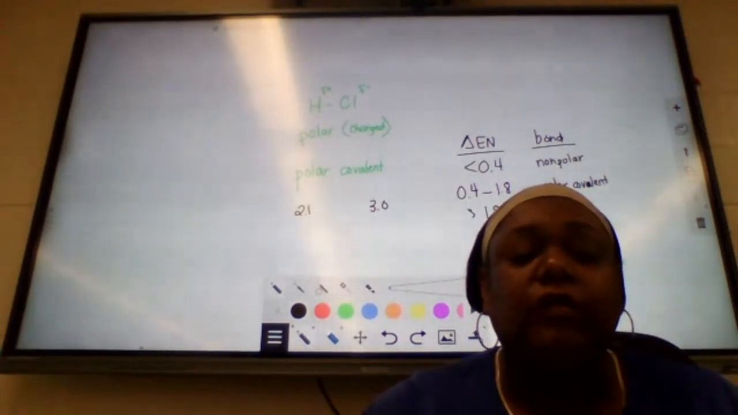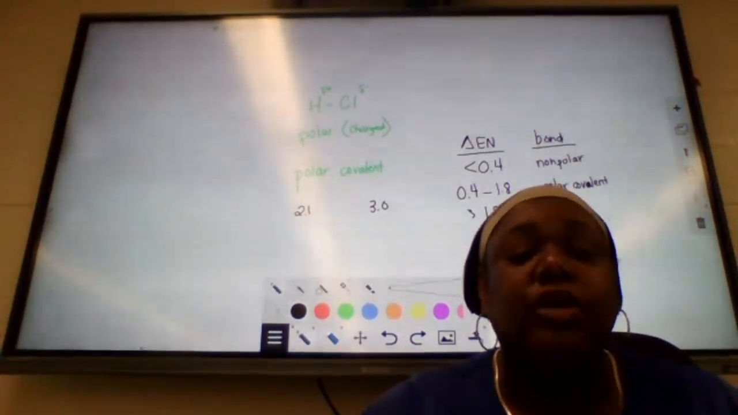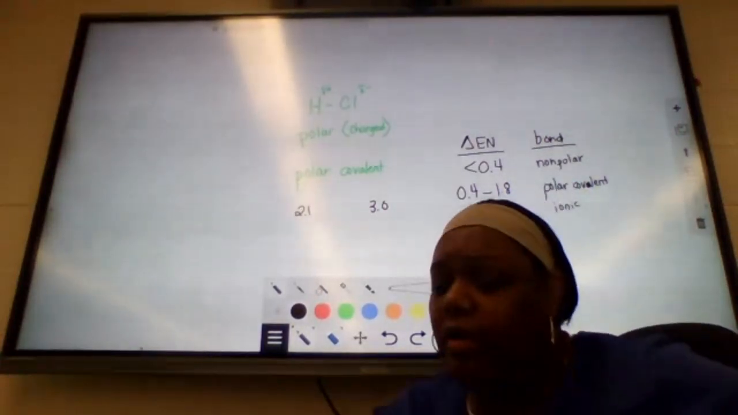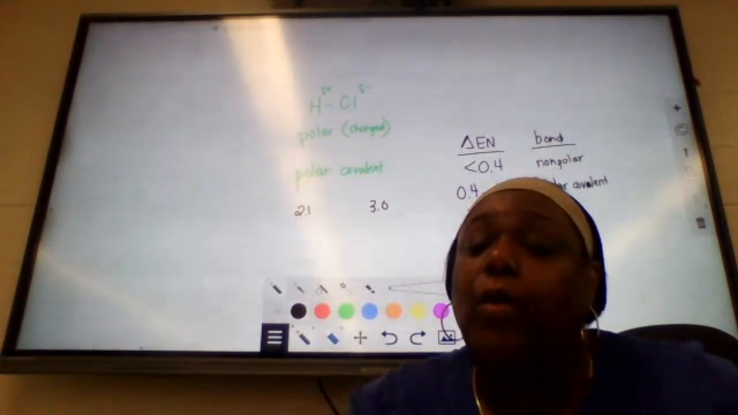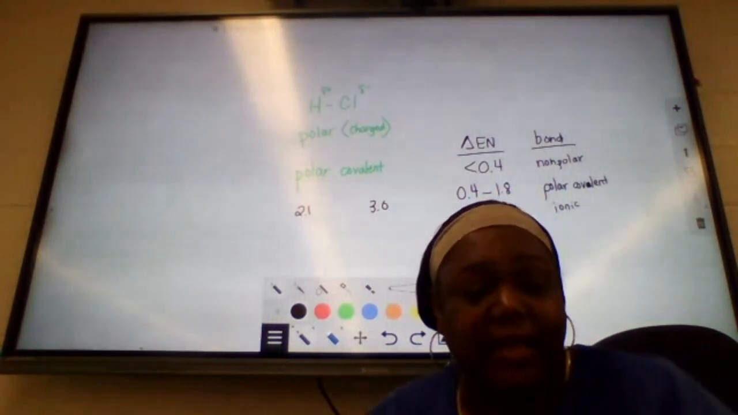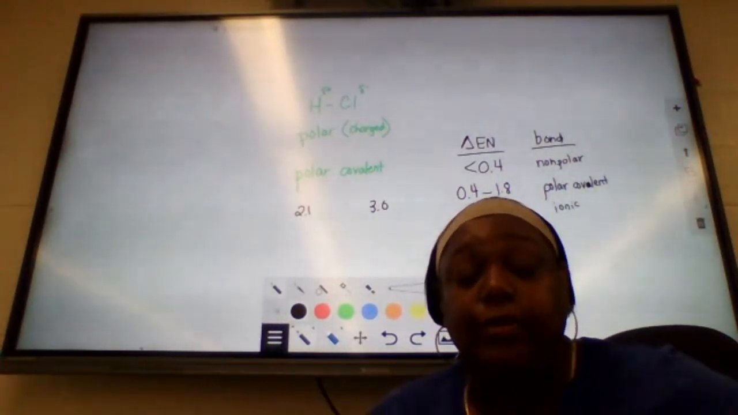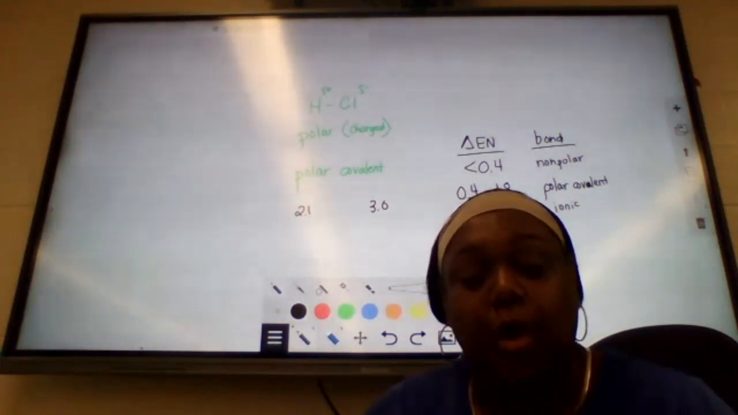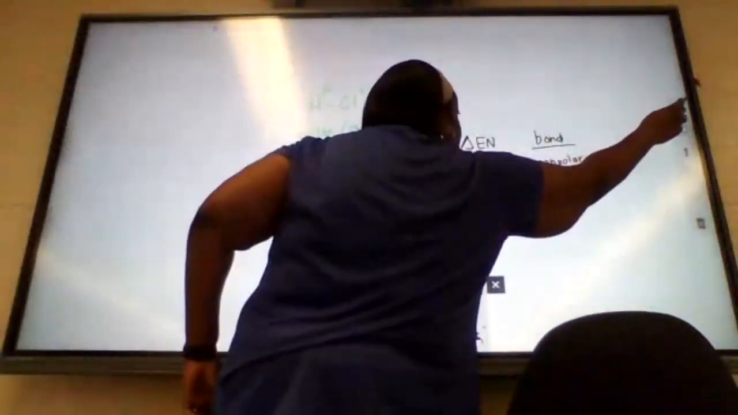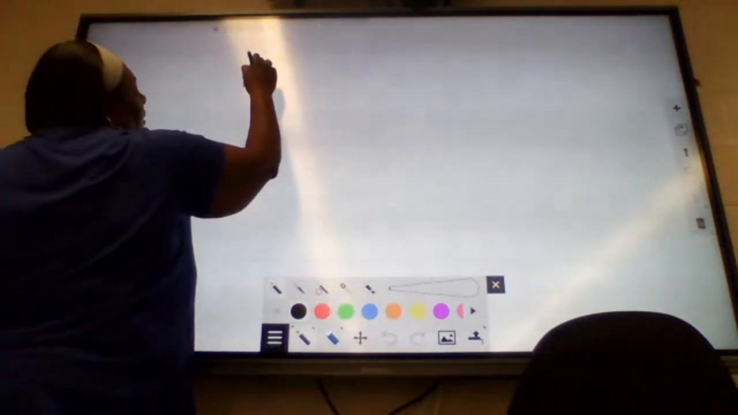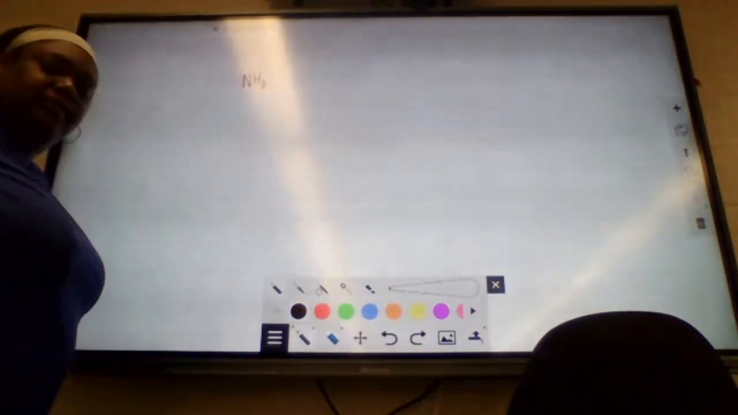Now, we're going to do an example of drawing a Lewis structure, and your book has a very detailed list of how you draw Lewis structures. I'm not necessarily going to go exactly by that list, but I'm going to help you to be able to draw Lewis structures, because that's part of what you'll have to do on your homework on WebAssign. All right, so let's say we are drawing the Lewis structure for, let's use the compound NH3.